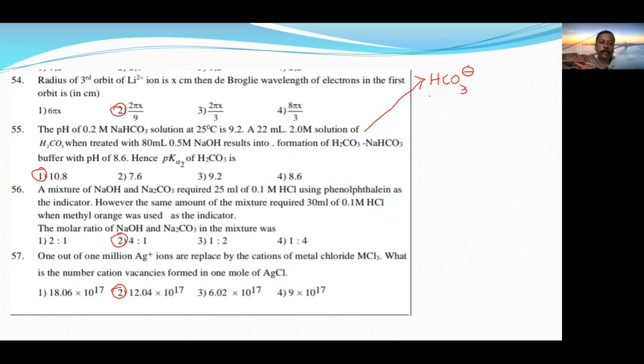Okay, so let's see the next part. In the next question, 1 out of 1 million Ag plus are replaced by the cation of the metal chloride MCl3. What is the number of cation vacancies formed when 1 mole of AgCl is doped? Okay, so that means here the oxidation number is how much? Plus 3. So 1 metal plus 3 and 1 Ag plus.